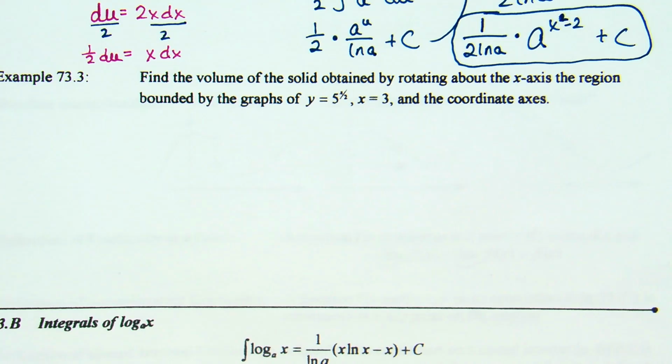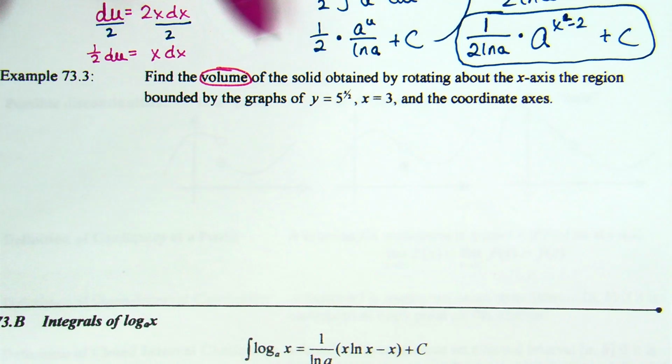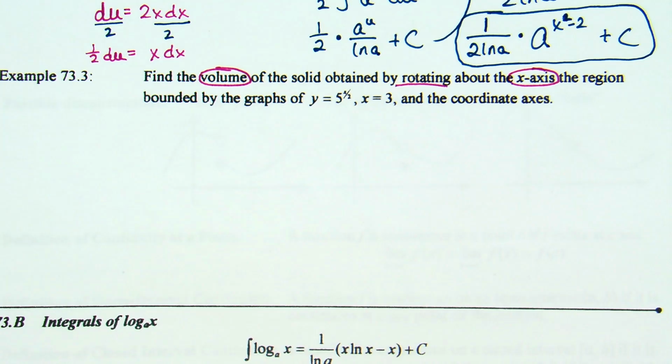Okay, example 3. Find the volume of the solid obtained by rotating about the x-axis the region bounded by the graphs of y equals 5 to the x over 2, x equals 3, and the coordinate axes.